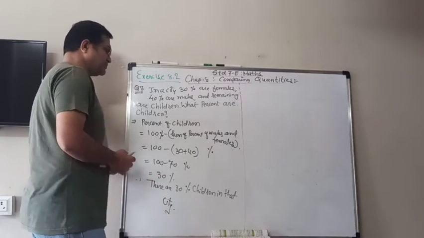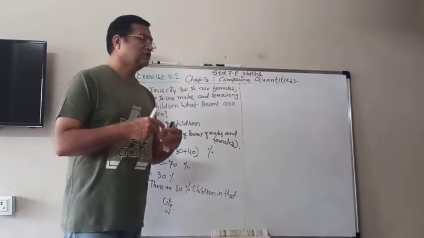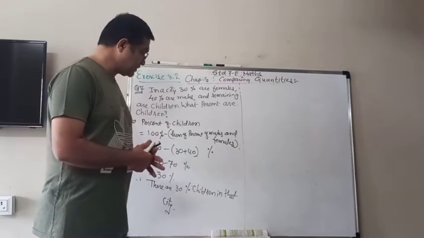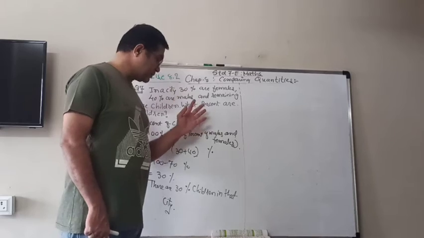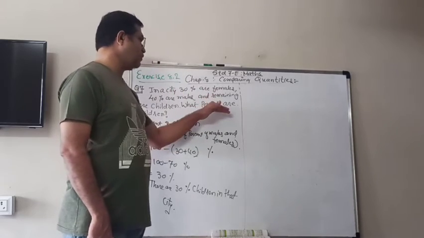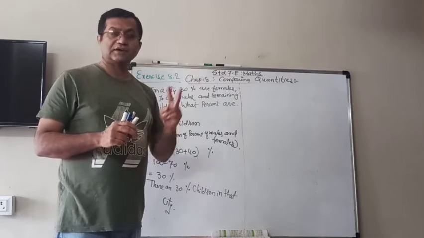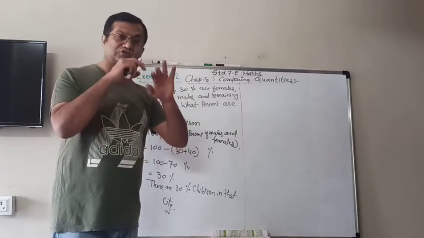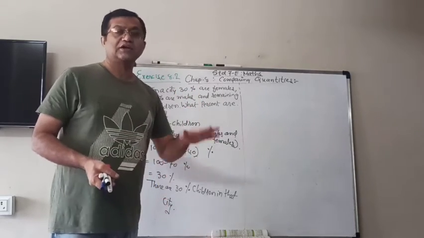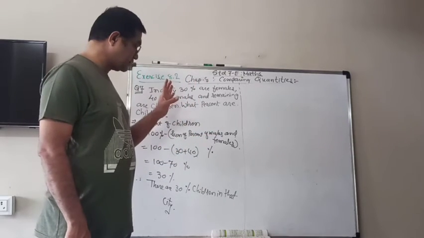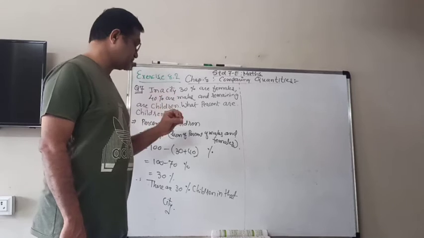So when 100% is there, then only the answer can be right. So we have to do like that. We have to find the percentage. How? From the total 100%. The remaining are the males and females. We have to subtract so that we can find the amount of the remaining, means the children's percentage.